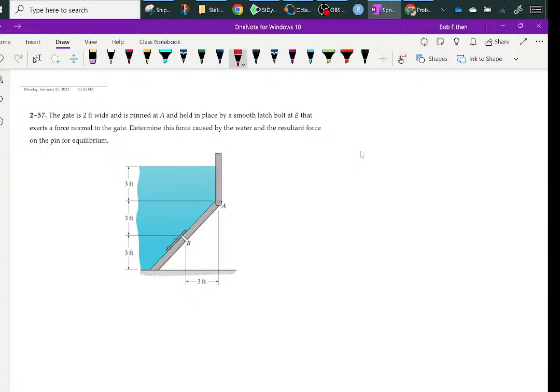Determine this. Well, it says that it exerts a force normal to the gate. So the latch is somehow like that. Determine this force caused by the water and the resultant force on the pin by the gate, for equilibrium.